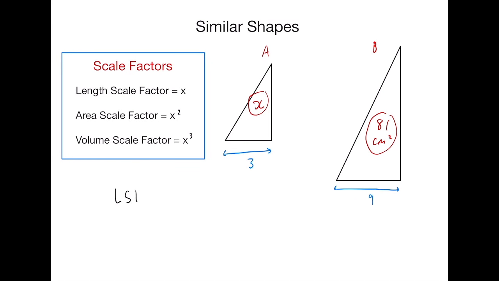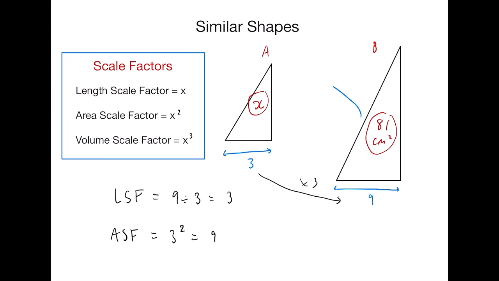So straight away we can work out the length scale factor because 9 divided by 3 is 3, because we need to multiply by 3 to get there. So in terms of lines and dimensions, the triangle B is 3 times the size of A. However, as we know from this box up here, the area scale factor is going to be the linear scale factor squared. So 3 squared, which is equal to 9.